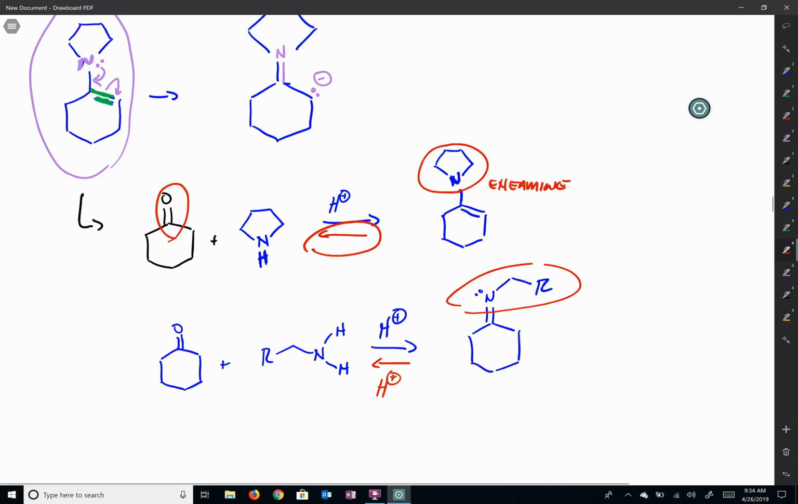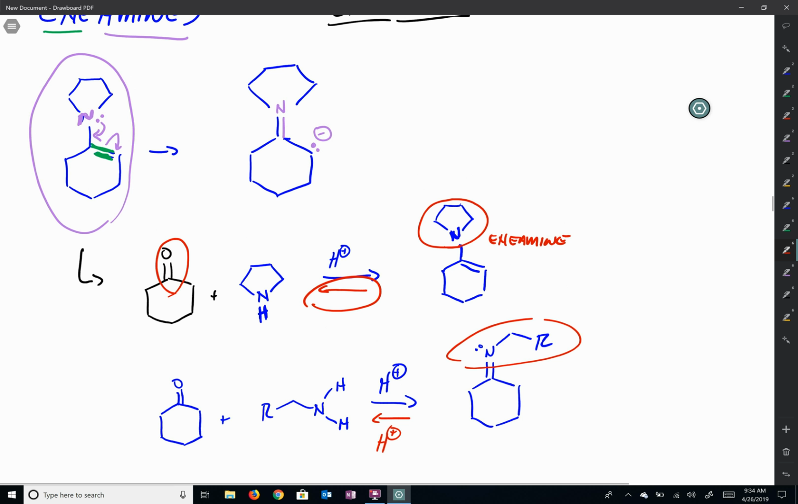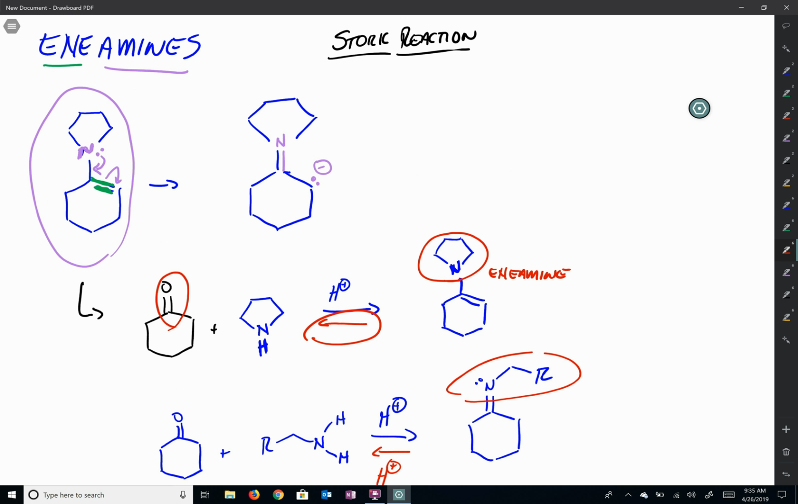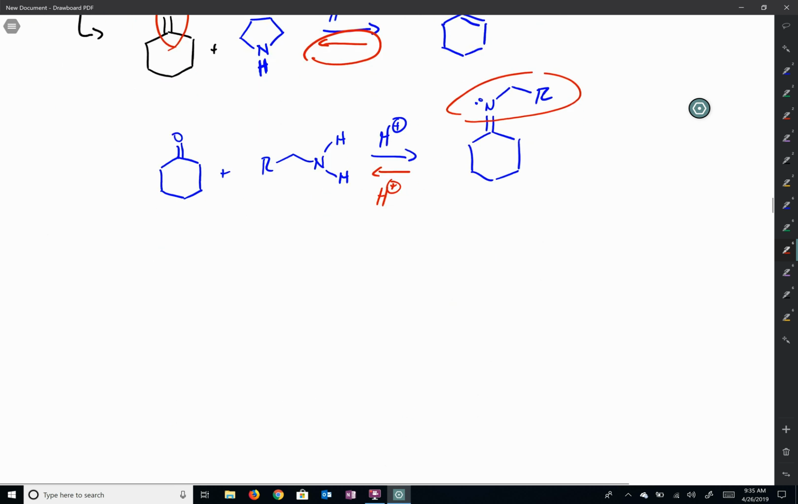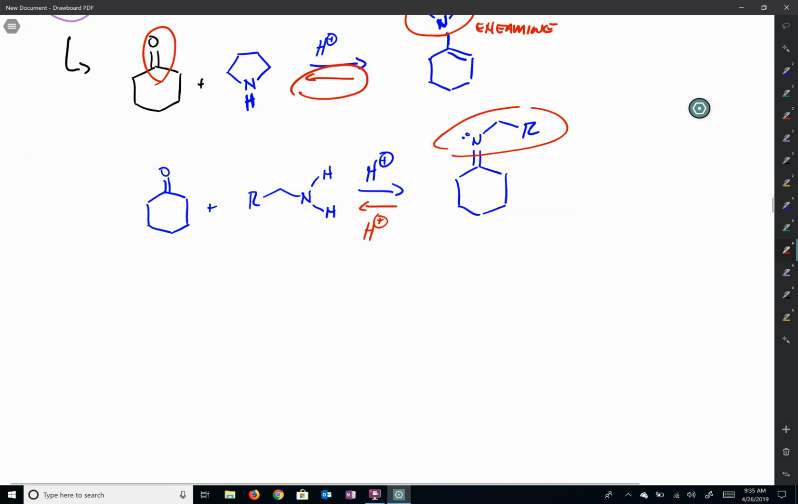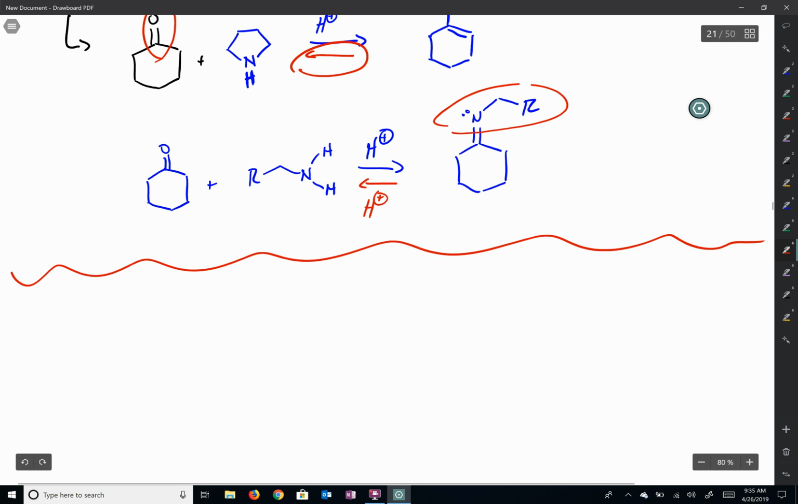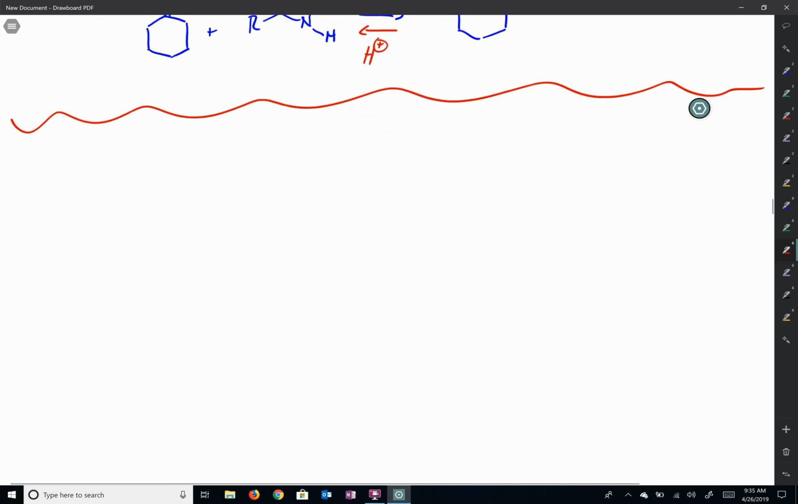And so we'll walk through the mechanism here real quick on how to form this. But an enamine is formed with a secondary amine plus some acid and a ketone in there. So let's take a look at that mechanism. Computer didn't want to cooperate with me.